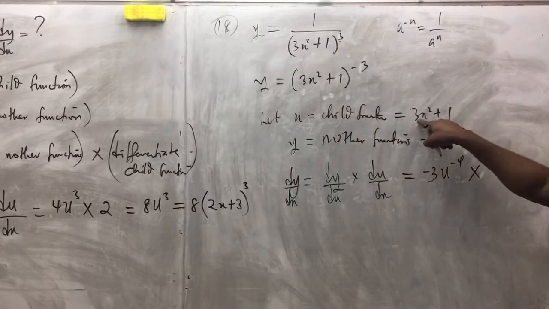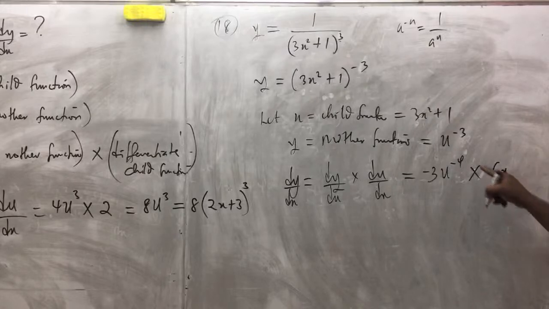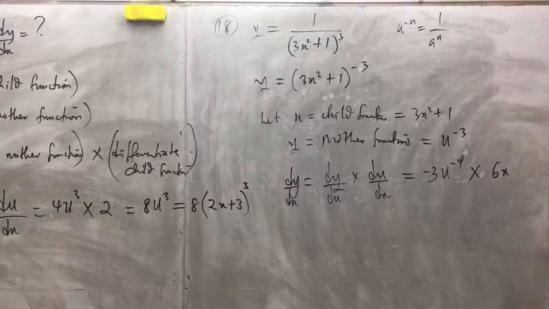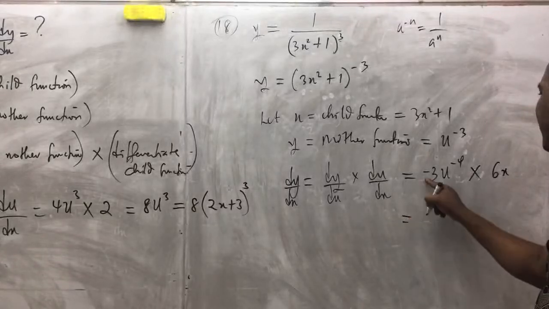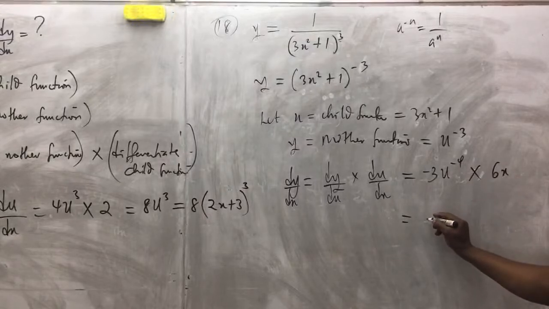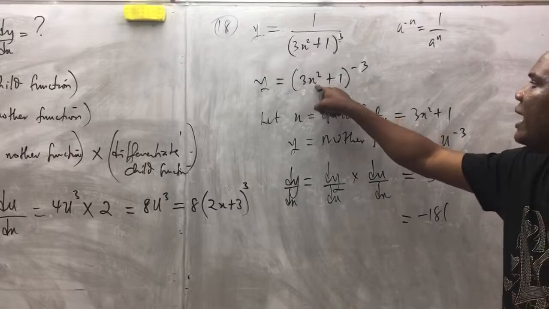So if we differentiate 3x squared plus 1, 2 would multiply 3 to give you 6. Subtracting 1 from the power leaves you with x raised to the power 1, which is x. Differentiating the constant term gives you 0. So you end up having your result as minus 3u raised to the power minus 4 times 6x. And here you can now multiply 6 with minus 3 to give you minus 18.